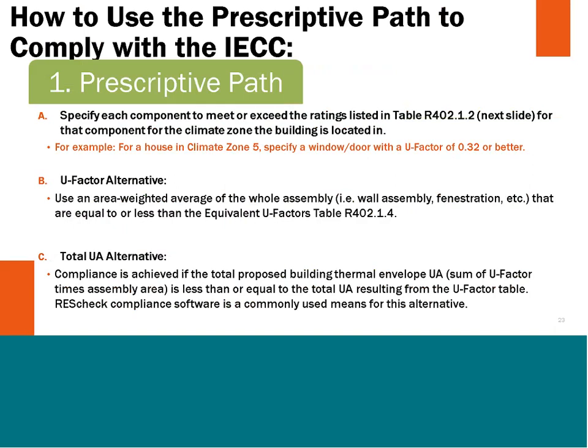Looking at the first of the options, the U factor alternative allows basically an area weighted average of the whole house assembly. That area weighted average of all the components must be less than or equal to the values listed for the components in that table for the house to comply. The second option here is the total UA alternative. This alternative uses software to determine compliance. If the total UA for the whole house is less than or equal to the UA from the U factor table, the house then complies. The prescriptive path lists specific requirements for all the building envelope components. There are several options with this prescriptive path to show compliance. We're going to go through this.